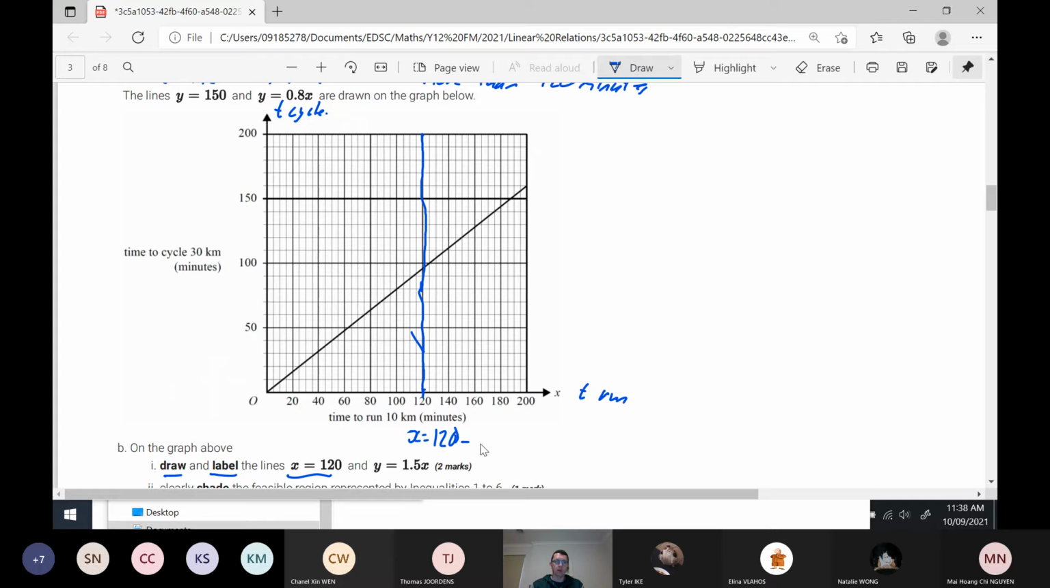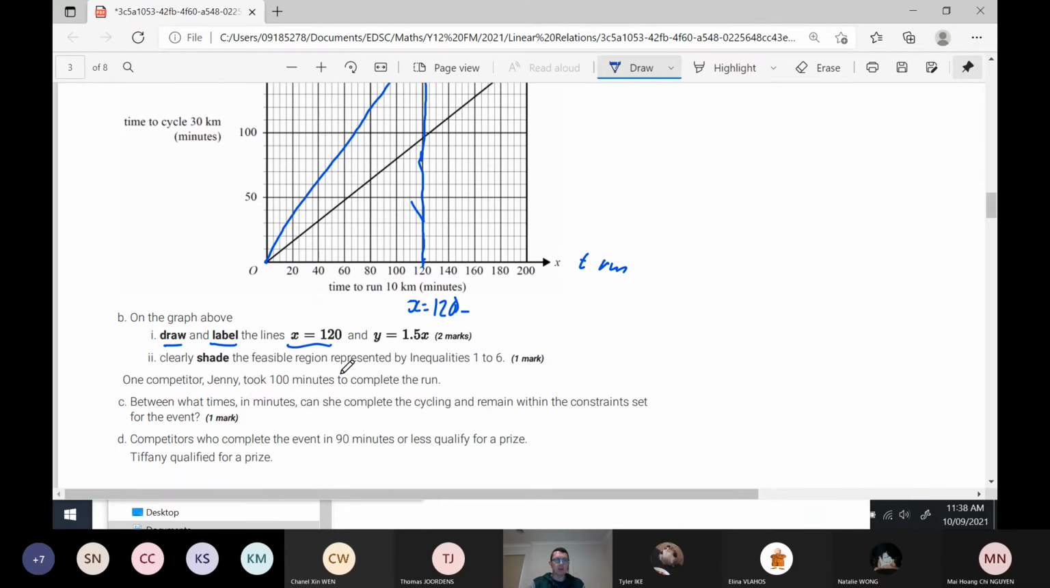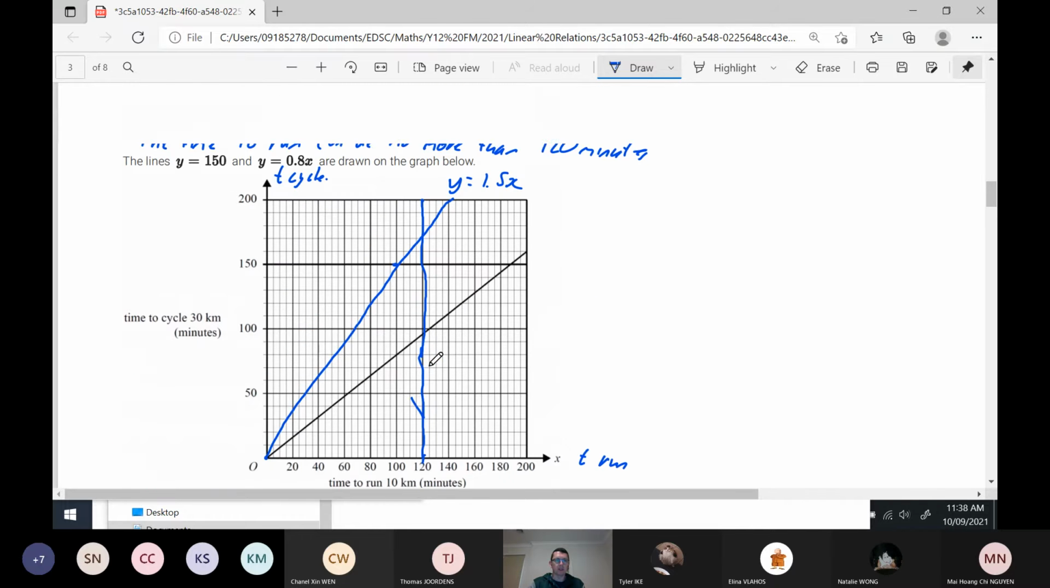Drawn, labeled, okay? And y equals 1.5x. So 1.5x, if you think about it, it's got a gradient of 1.5. If I put in 100, it's going to be 150. So I know it's going to go through that point there. Use a ruler. You would here, and this is why you need to bring a ruler. And a straight line through there, and you should be right. And we're going to say y equals 1.5x, okay? Clearly shade the feasible region represented by inequalities 1 to 6.